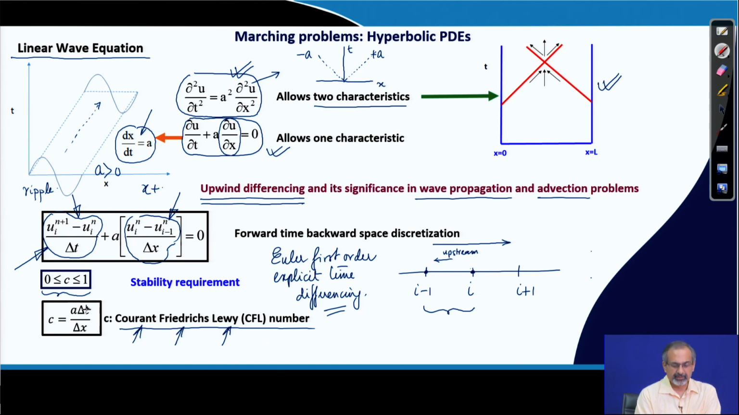What it represents is the wave speed a into the time interval delta t by the space interval or the grid spacing delta x. So, a delta t is basically the distance travelled by the wave within a delta t time span, and delta x is the grid spacing. So, you are basically talking about a ratio of the distance traversed by the wave by the grid spacing through the C, and what it says through the stability requirement is that a delta t cannot exceed delta x.